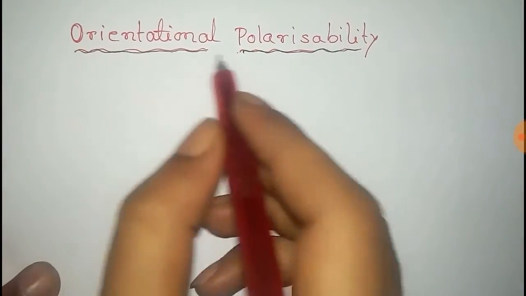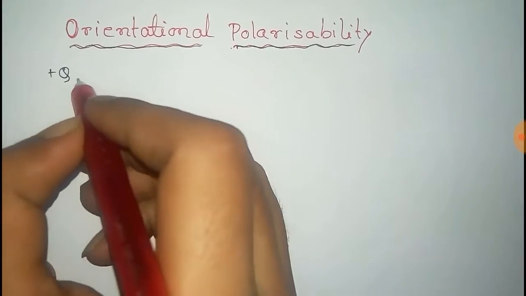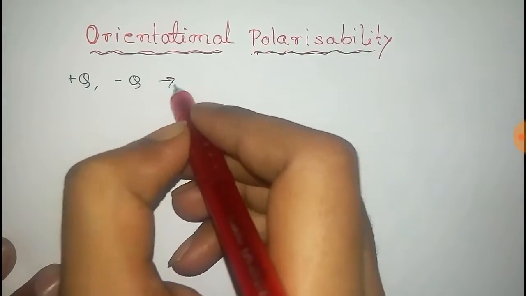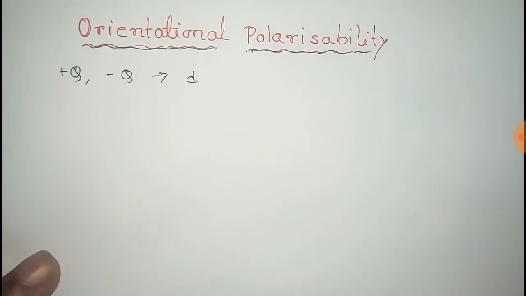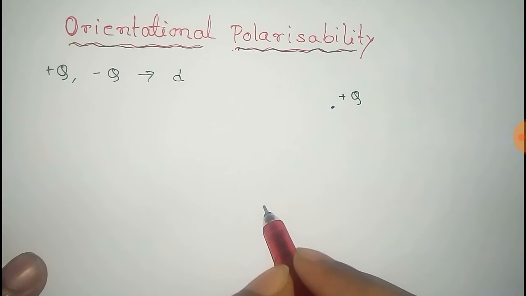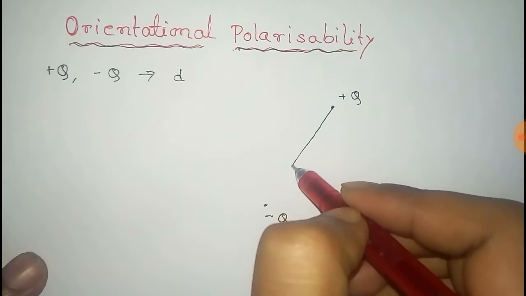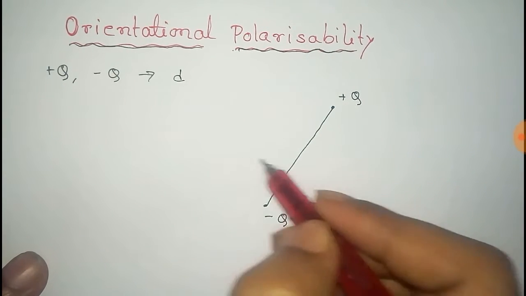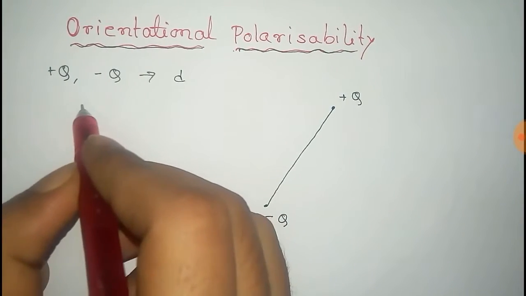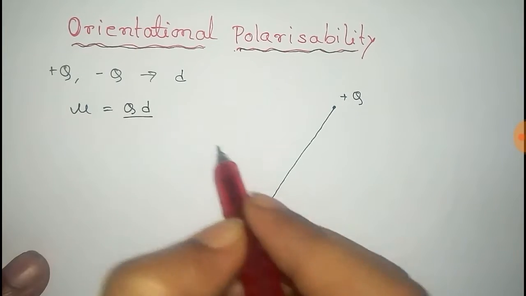In this video, we will find the value of orientational polarizability. So first of all, consider two charges plus q and minus q at a distance d. Consider the positive charge at this point and the negative charge at this point, at a distance d. So there will be a dipole moment in this system. The value of the dipole moment mu is equal to charge into distance, that is qd.